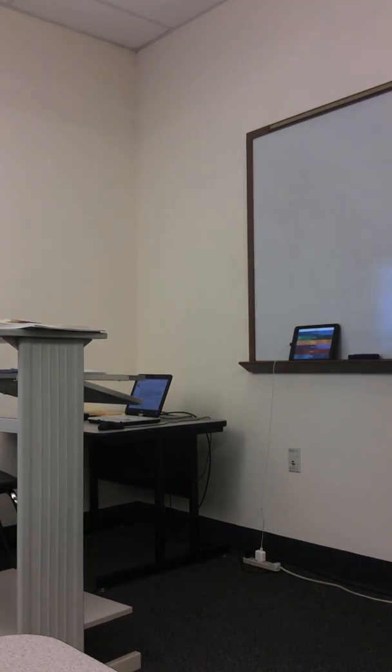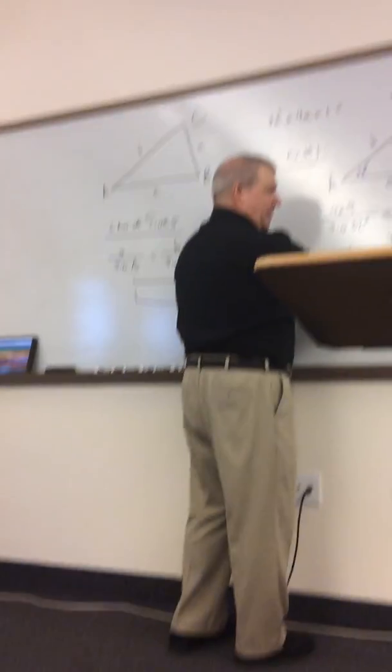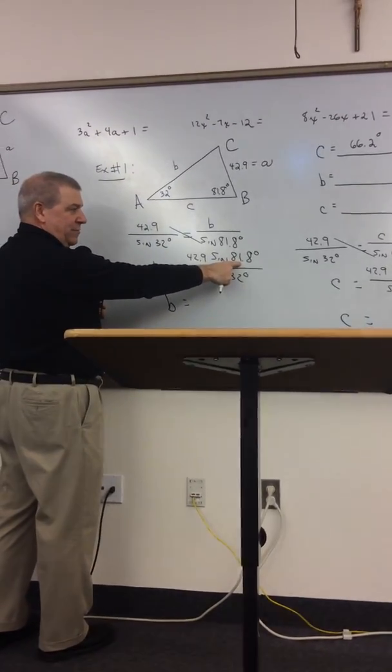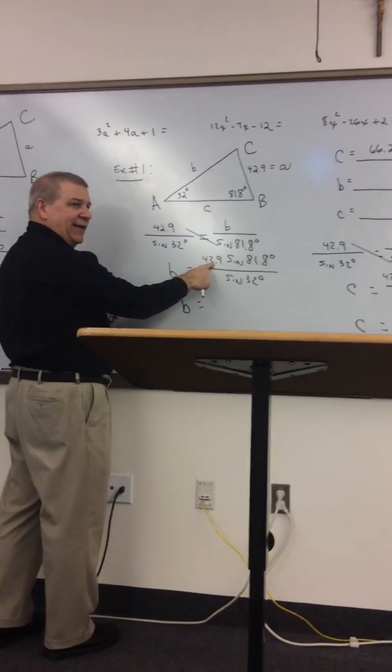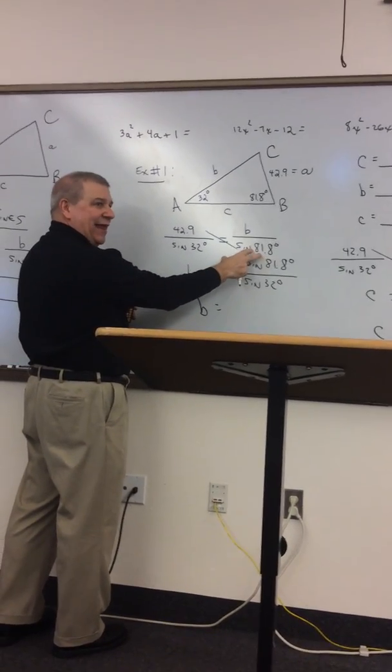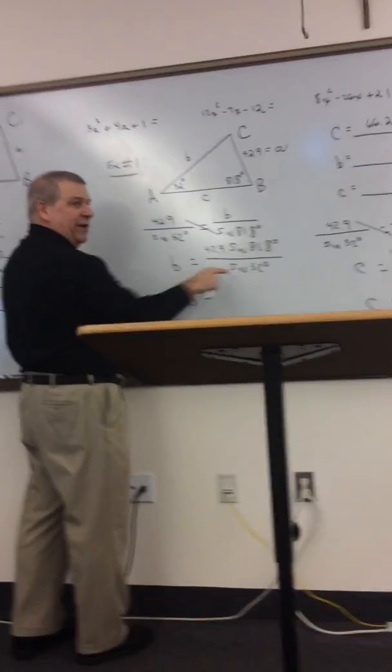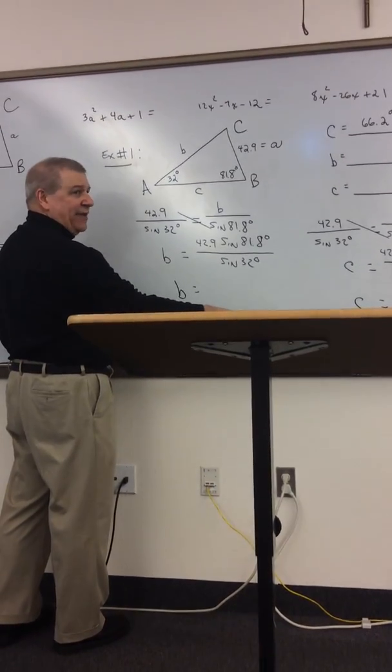Now, guys, listen to the keystrokes here. Here's what I would do if I were you. Get the sine of 81.8 times 42.9, and then whatever that answer is, divided by the sine of 32 degrees, and then you got to hit the equal sign or the enter key.